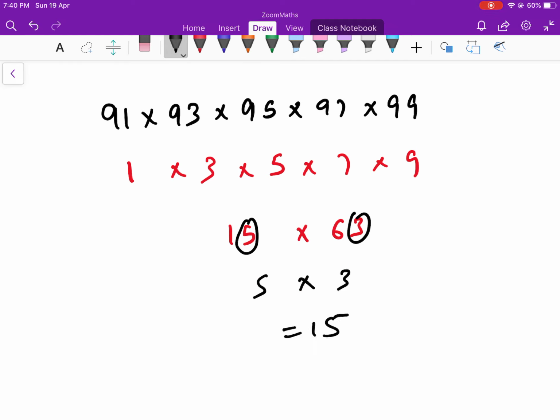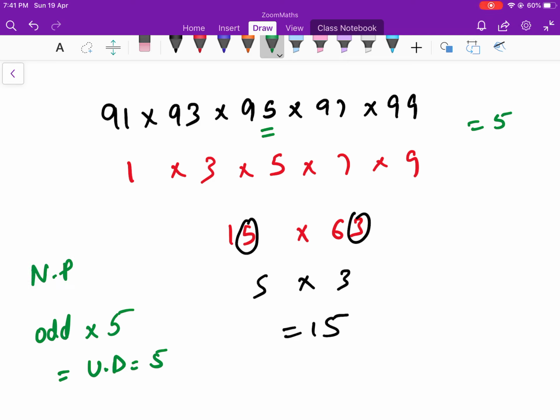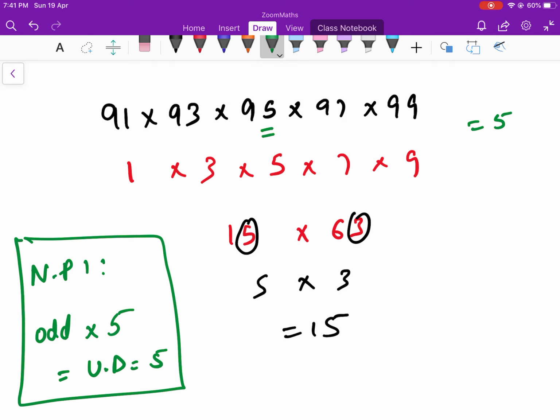What I want you to observe over here is an important concept. When you're multiplying 5 with any other odd number, the units digit will always end in 5. So an odd number into 5, the units digit will always be 5. Make a note of this note point. Odd number into 5, the units digit will always be 5. These notes will come handy to you. You can refer to them as you start preparing.